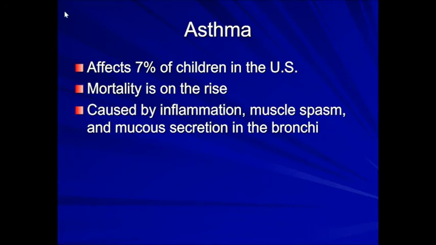Okay, then there's asthma. Normally it will affect about 7% of the children in the United States. We are experiencing a mortality increase. We have a number of potential reasons and a couple of ideas of why that is occurring. But ultimately, this is a situation where you have inflammation and/or muscle spasm of the bronchioles.